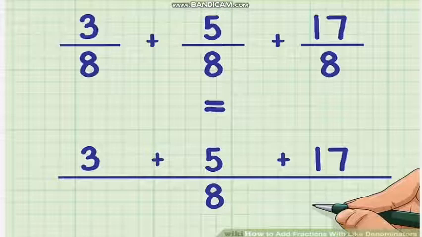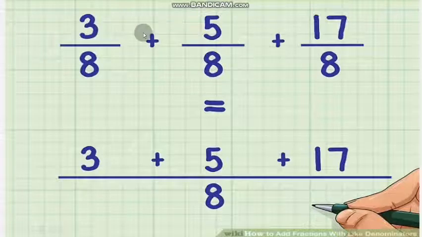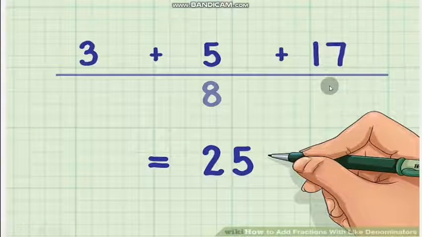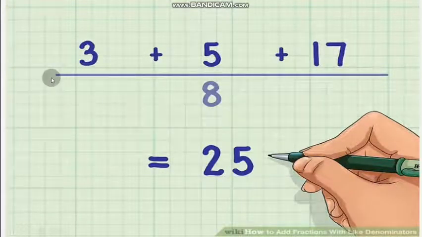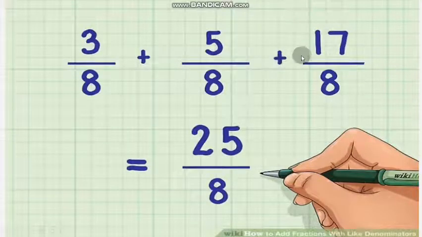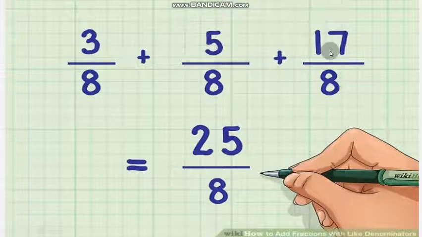Then, locate the numerators. To add fractions together when they have a common denominator, you simply add all the numerators together and rewrite the sum over the original denominator. So, in the fractions 3/8 plus 5/8 plus 17/8, the numerators are 3, 5, and 17. So, add the numerators: 3 plus 5 plus 17 is equal to 25.